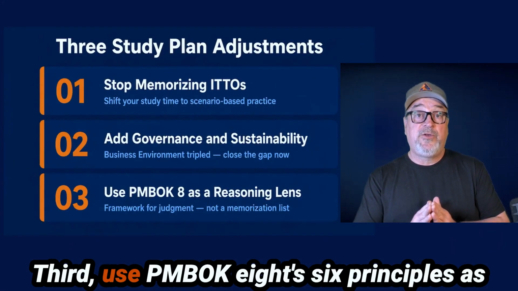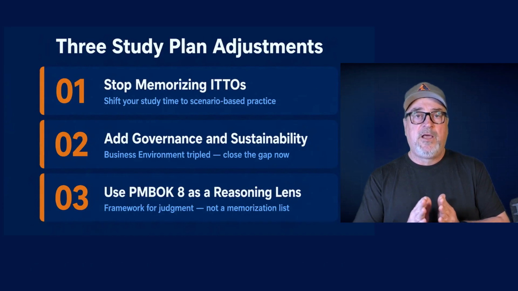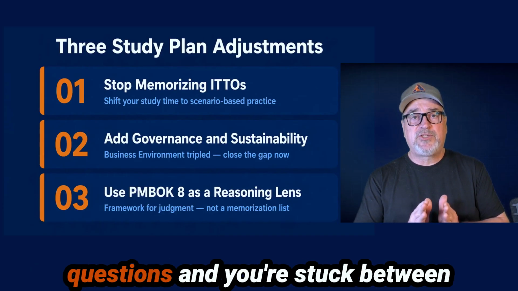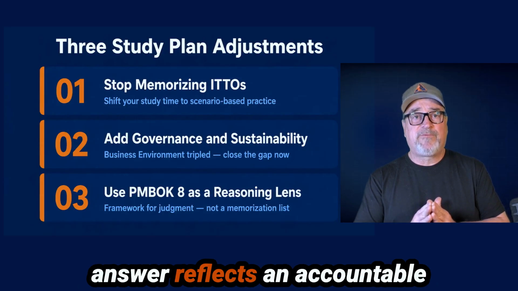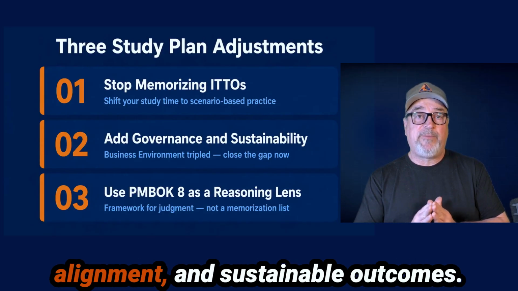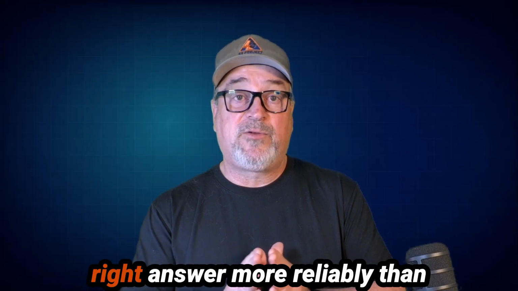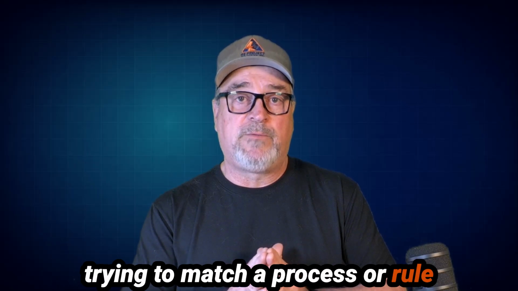Third, use PMBOK 8's 6 principles as a reasoning lens, not a memorization list. When you're practicing scenario questions and you're stuck between 2 answers, ask yourself which answer reflects an accountable leader focused on value, stakeholder alignment, and sustainable outcomes. That reasoning will get you to the right answer more reliably than trying to match a process or rule.